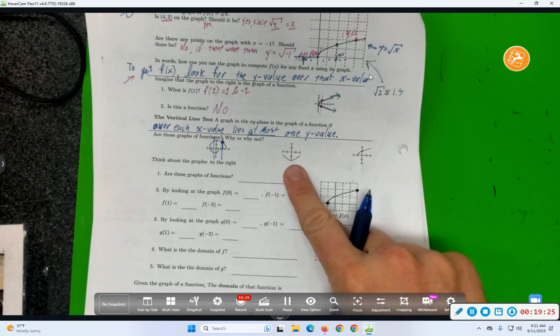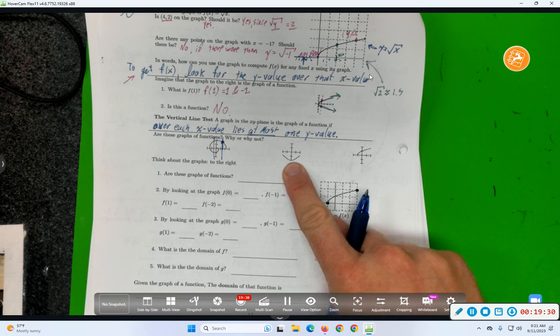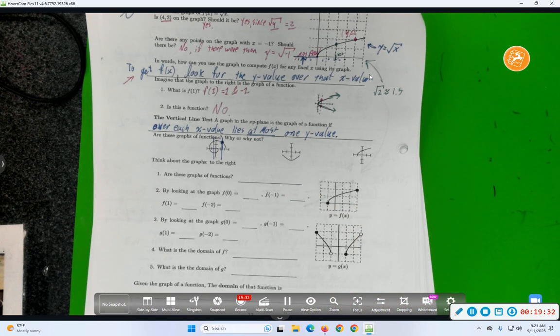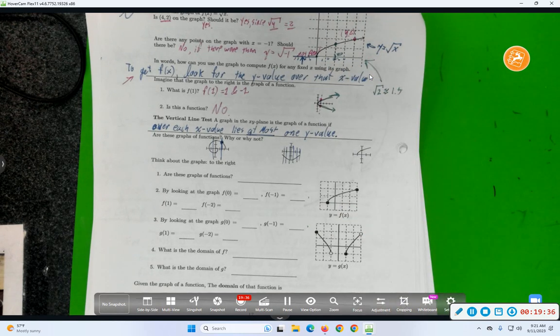All right, this next one, is it or is it not? Hands for yes? Hands for no? Cool, yeah, absolutely. You start drawing some vertical lines, and each one of those hits the graph at most once. There's only one y value over those x values. That last example? Hands for yes? Hands for no? Cool, yeah, it's a function.